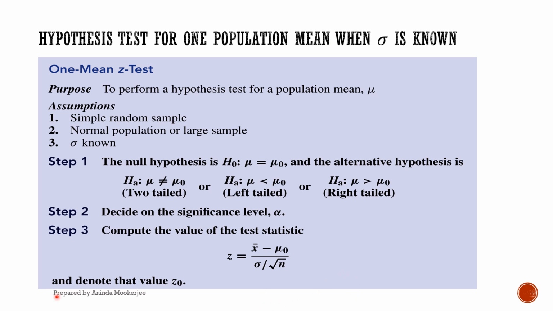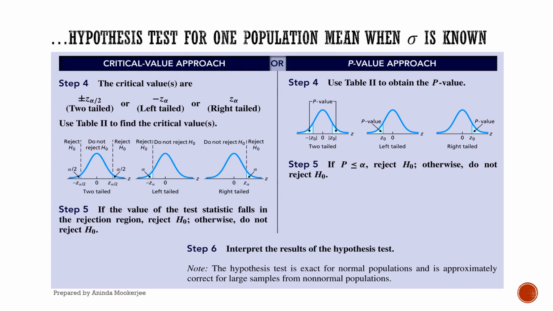Okay, and then on the next slide, in step 4, we use these two approaches to come to a decision, the critical value approach and the p-value approach. In the critical value approach, we come up with reject regions on the normal probability curve. If it is a two-tailed test, the reject regions are on the two ends of the curve and the do not reject region is at the center.